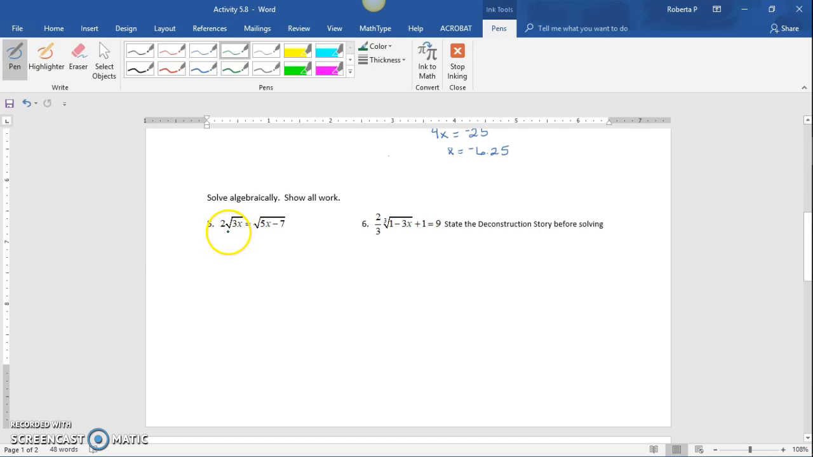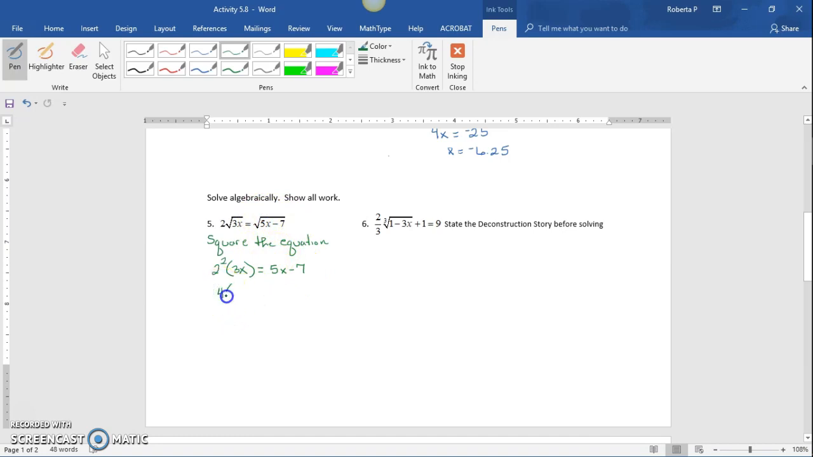And so I am going to square the expressions, or square the equation. And when I square the equation, keep in mind this is 2 times the square root of 3x, so I have to square the 2, and when I square the square root of 3x, I just get 3x, just like we did above. So now I have 2 squared times 3x, and then I have just 5x minus 7, because squaring undoes the square root.